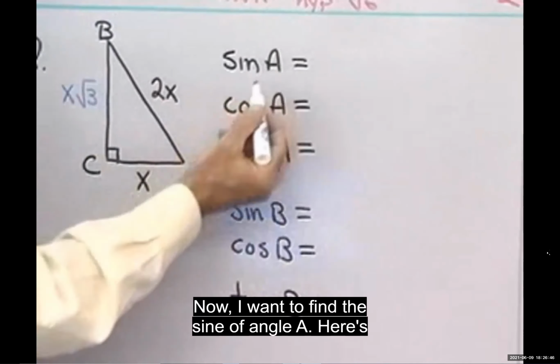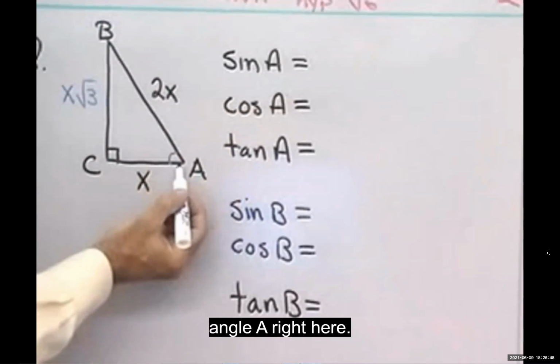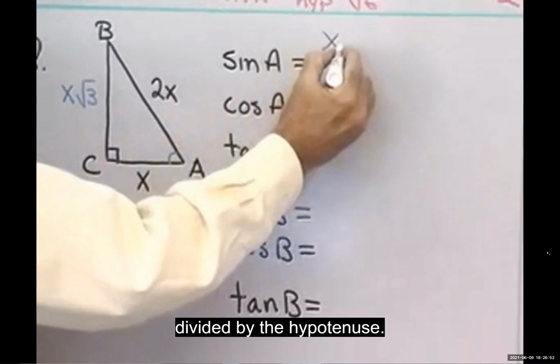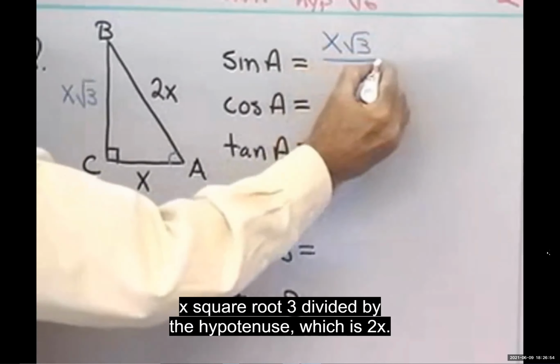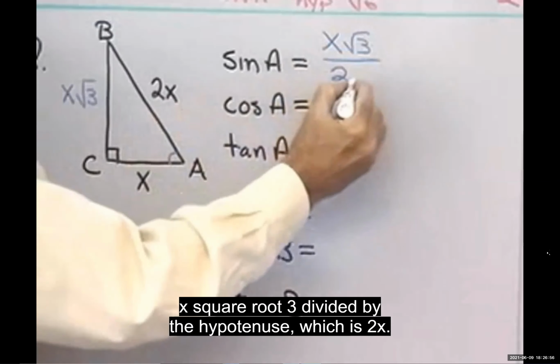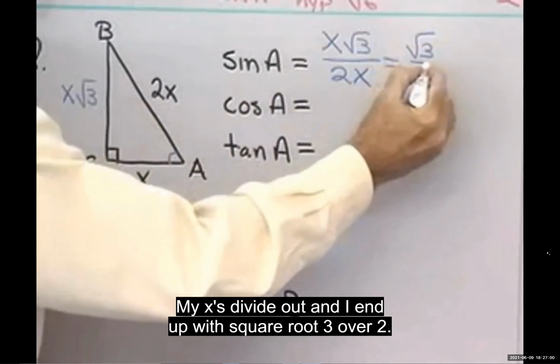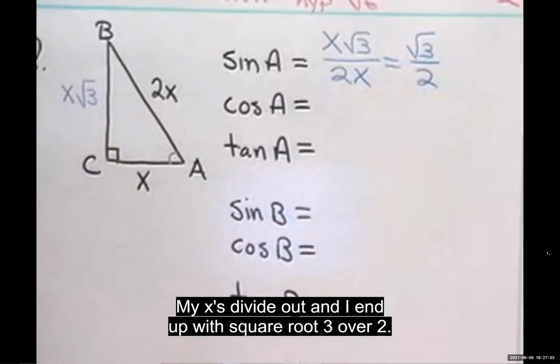Now I want to find the sine of angle A. Here's angle A right here. The sine will be the side opposite divided by the hypotenuse. X square root 3 divided by the hypotenuse, which is 2x. My x's divide out, and I end up with square root 3 over 2.